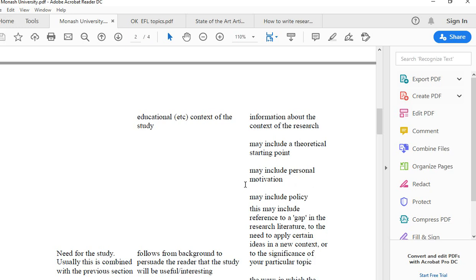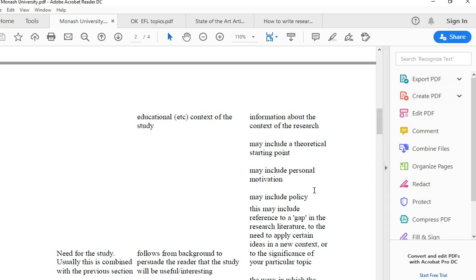In the background also, it includes personal motivation. What was your personal motivation as a researcher to do this study? Very briefly, you have to state the purpose of the study as well, right? What were your motives? What forced you to do this study or research?